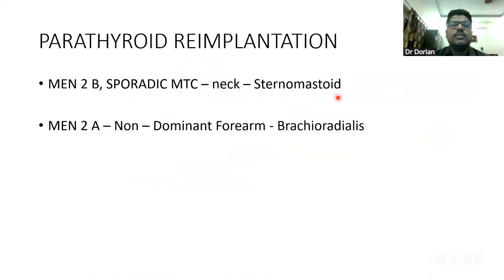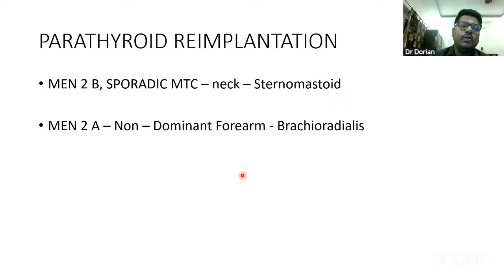One important concept. Where will you implant the parathyroid if you accidentally remove it during total thyroidectomy for any of these conditions? In MEN 2B and sporadic medullary thyroid cancer, during thyroidectomy, if you remove the parathyroid, you implant it in the neck itself, in the contralateral sternocleidomastoid muscle. Okay. Why? Because in MEN 2A, another syndrome will be hyperparathyroidism due to parathyroid adenoma. Okay. So if you reimplant the removed parathyroid in the neck itself, in the future, it may develop parathyroid adenoma. You might need to do neck dissection again, which will be difficult following a total thyroidectomy.